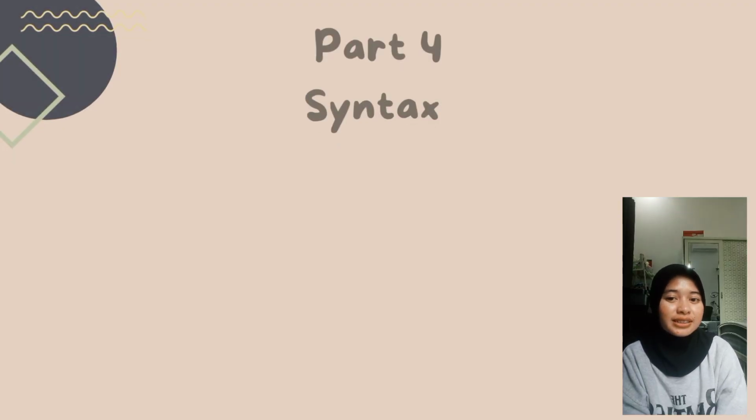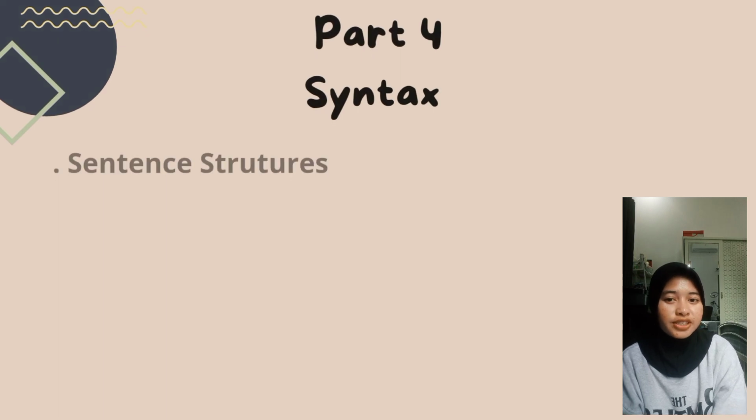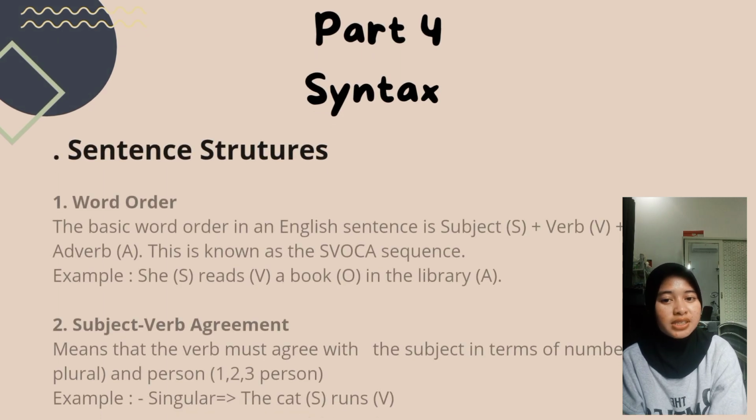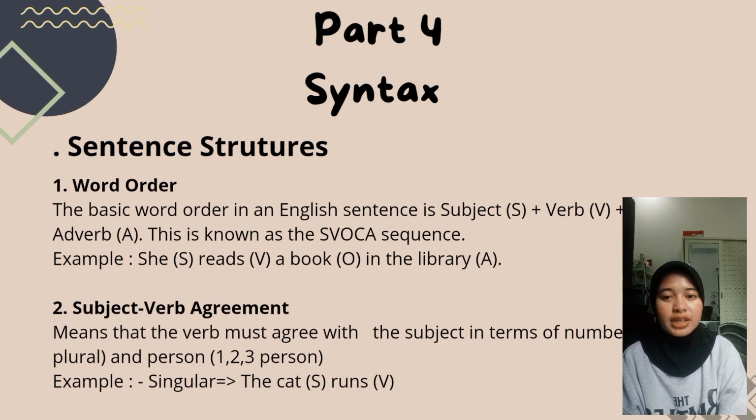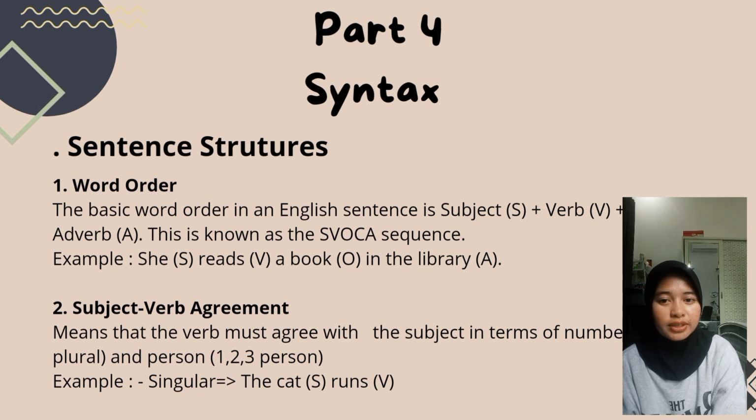Part 4. Syntax. The first is sentence structure. There are several elements of sentence structure. The first is word order. The basic word order in an English sentence is subject, verb, object, adverb. This is known as the SVOA sequence. Example: she reads a book in the library.